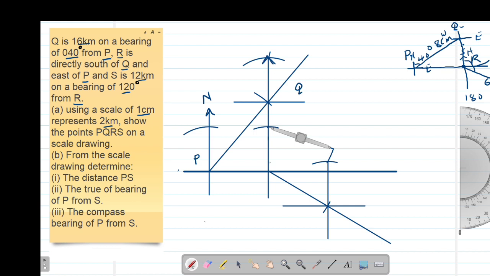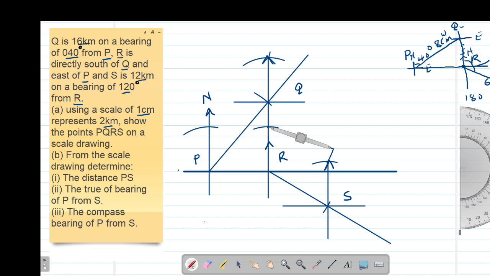Then this was point R. You make this a north. This is point R. Then this is point S. So you also make this a north. So this is our point S. Then from the question we are told that using this scale, draw PQRS. So this is our PQRS drawn to scale.